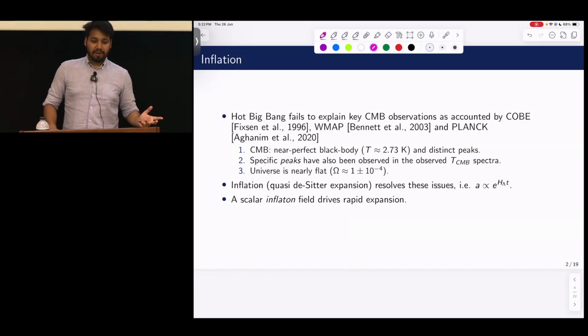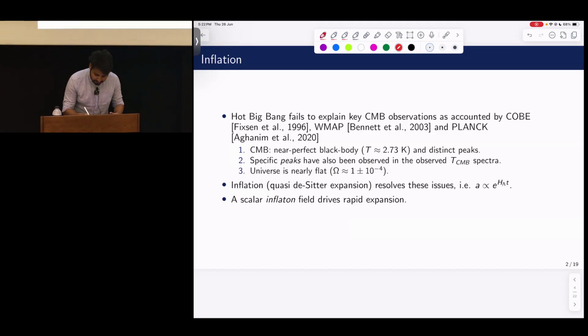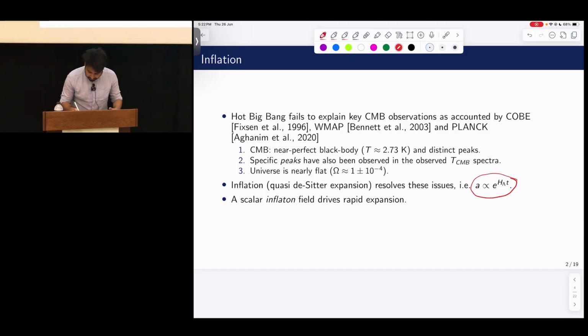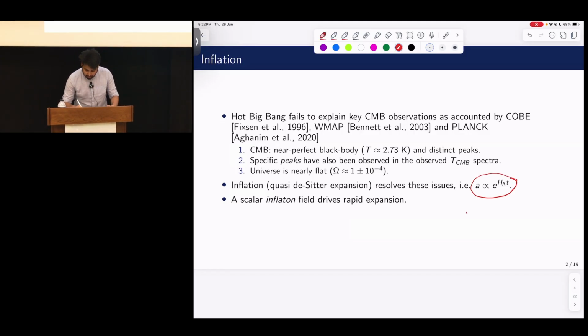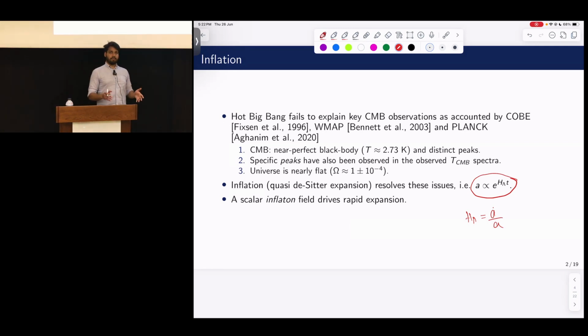Now, again, as I mentioned before, inflation has this kind of expansion rate where it goes like this: exponential of H lambda t, where H lambda is effectively a-dot over a, okay? And a is the scale factor.